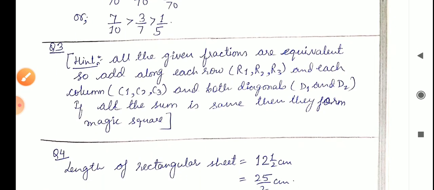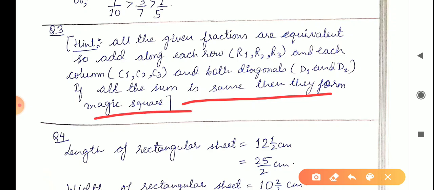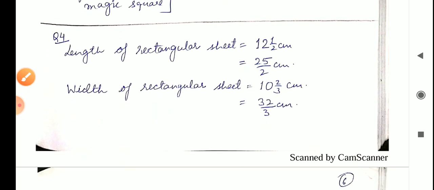For question number 3, I have given the hint, that is all the given fractions are equivalent. So add along each row and each column and both the diagonals. If all the sums are the same, then they form the magic square. The question of magic square we have also done in the previous exercises, so I am not going in depth.